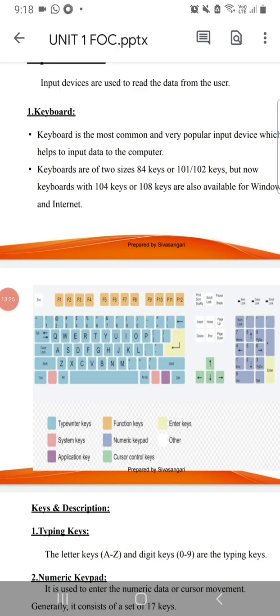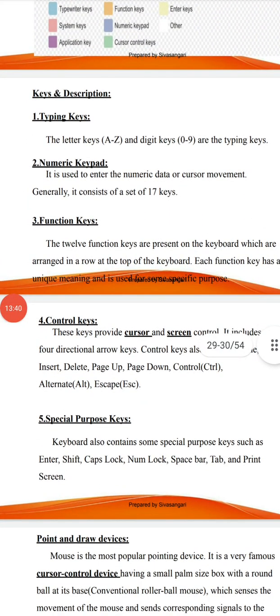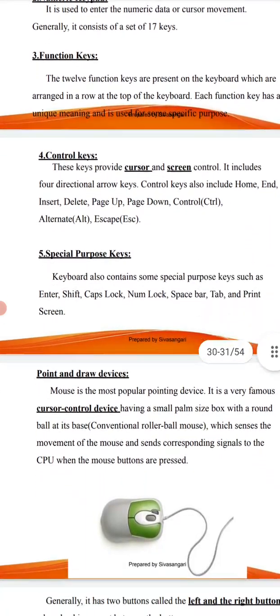Keys are categorized into groups as typewriter keys, system keys, application keys, function keys, numeric keys, cursor control keys, enter keys, and other keys. So each and every key will perform a specific function.